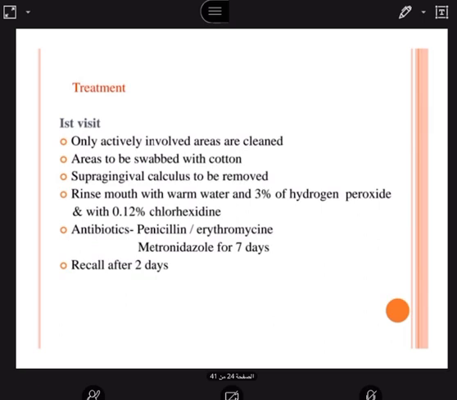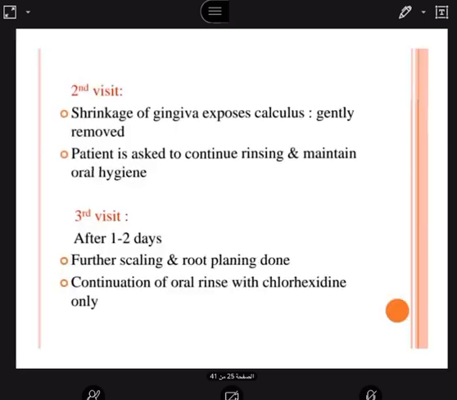Again, you have to give the patient antibiotics to calm down the inflammation. So penicillin or erythromycin or metronidazole for 7 days. These are the most commonly prescribed drugs. The combination of penicillin and metronidazole is said to be very effective. So you can do that regimen for 7 days, and you recall after every 2 days.